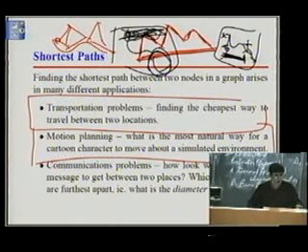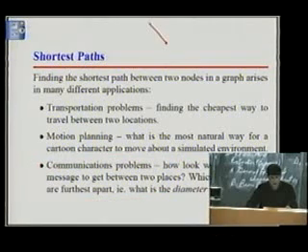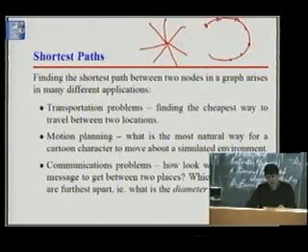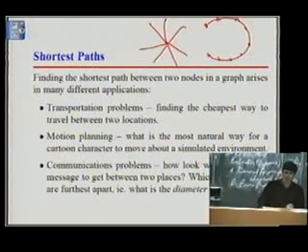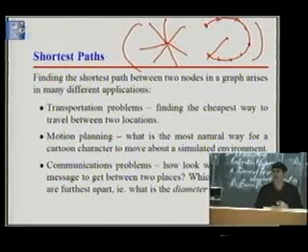Certain network problems become shortest path problems. Okay? Suppose you want to get an idea as to how good your network is from a communications network. Here's a question. Which is a better communications network? Let's say you have a bunch of computers all connected by a network. This is one topology, this is another topology. Which one is the better topology?